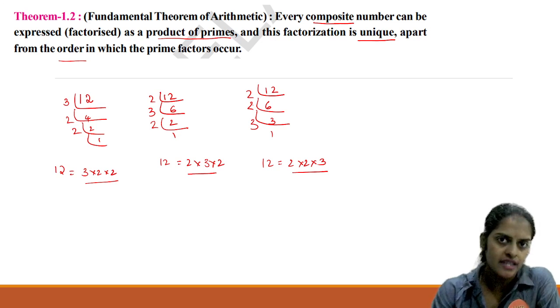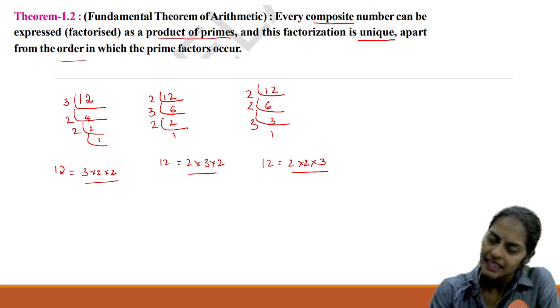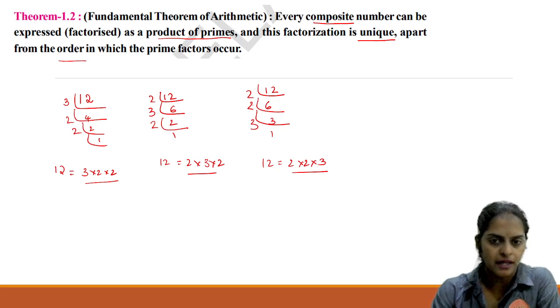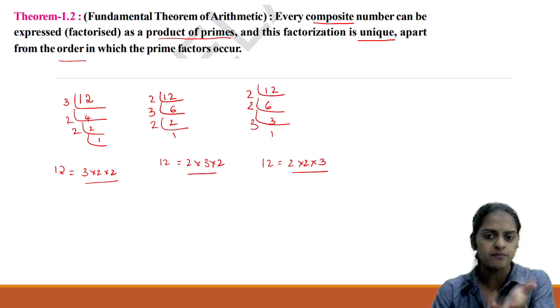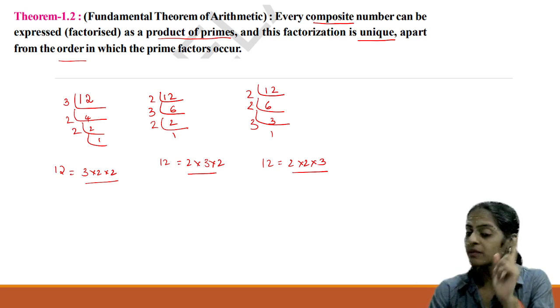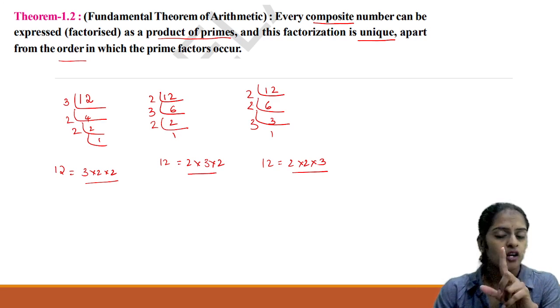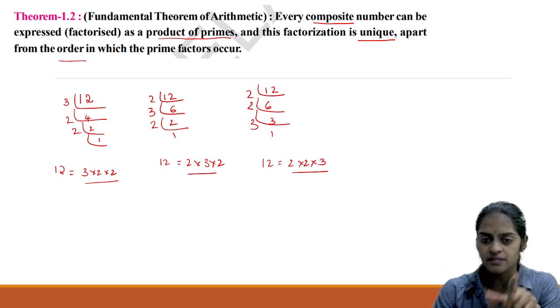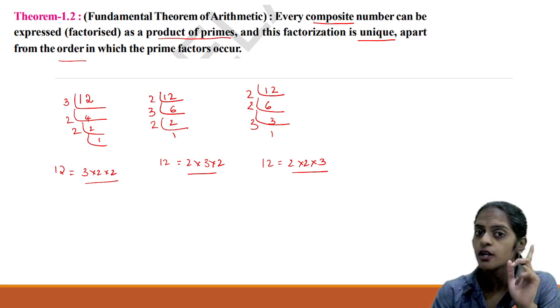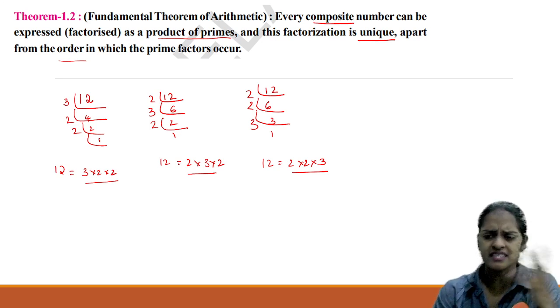So a composite number, which is 12, can be expressed as a product of primes. Can you find it? 12 is expressed as a product of prime numbers. But how is this product? There are 2 points. First point, the product is unique. This prime factorization which you are getting is unique. Unique means it is special. Suppose I take the number 12, so the prime factorization of 12 is special.